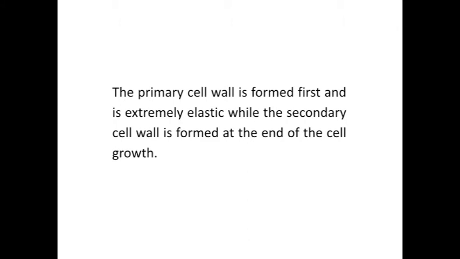Thus, the plant cell wall differs in composition from the cell walls of fungi and bacteria, which are made of chitin and peptidoglycan respectively. The cell wall is divided into the primary cell wall and the secondary cell wall. The primary cell wall is formed first and is extremely elastic, while the secondary cell wall is formed at the end of the cell growth. The cell wall plays an important function of the cell in controlling turgidity.